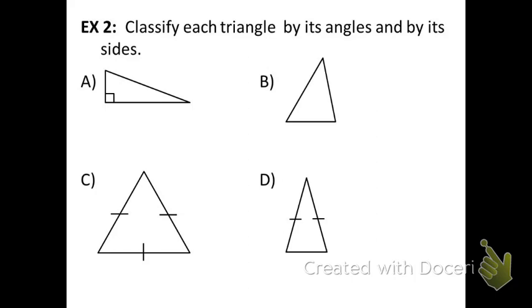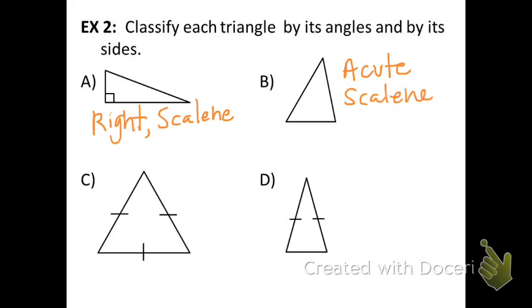Example 2 says to classify each triangle by its angles and by its side. So because there's that right angle there, we call it a right triangle. So we say it's right by classifying it by its angles and by its side. All these sides are different lengths. So we call that scalene. On B, all our angles are less than 90, so we call that acute. And all the sides have different lengths, so we call that scalene.